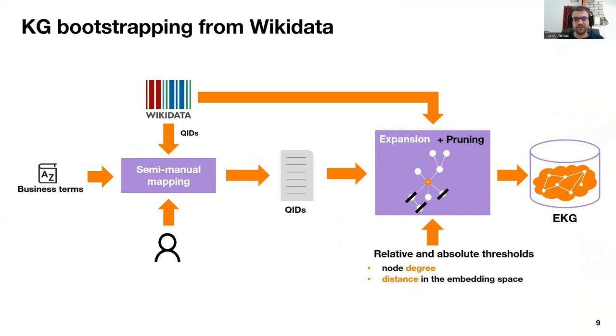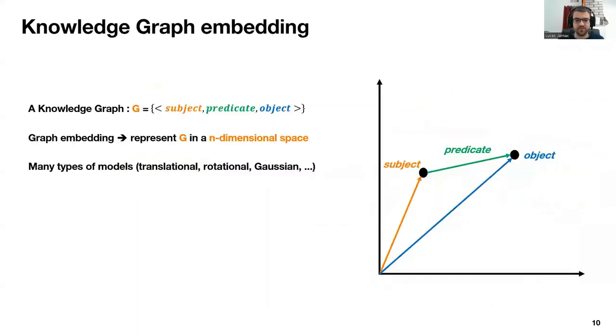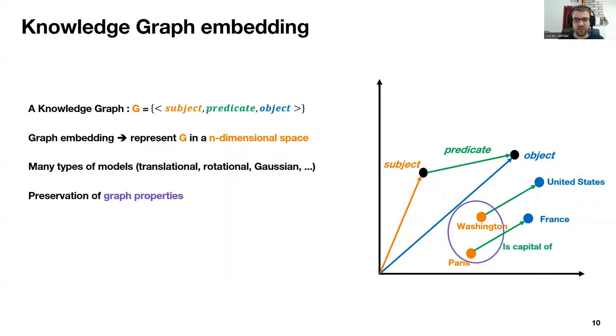So we propose to prune these classes with relative and absolute thresholds based on node degree and distance in the embedding space. A knowledge graph embedding is a representation of the graph in an n-dimensional vectorial space. There are many types of models. Probably the simplest model is a translational model, where each relation between the entities of the graph is represented by a translation in the vectorial space. Thus, the knowledge graph embedding preserves the properties of the graph, and we want to leverage the embeddings for a distance space pruning approach.